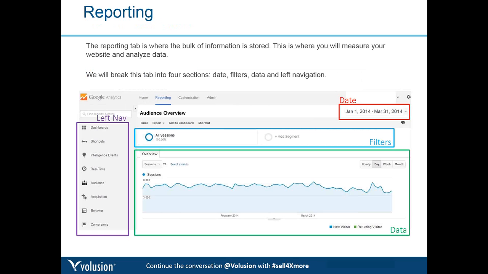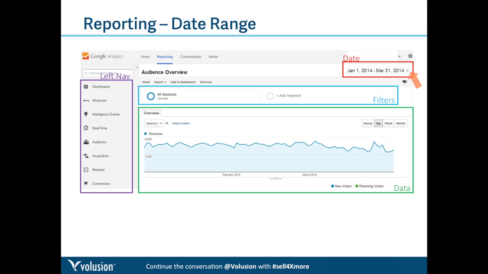Okay, so before we dive deep into the metrics, we wanted to walk you through the layout to get you familiar where everything is. This is where you'll measure your website and analyze data. There are 4 main sections to the layout: date, filters, data, and left-hand navigation. The date range tool in the top right-hand corner is one of the most important areas to pay attention to when analyzing data. Make sure you aren't making business decisions off one day of data or a week of data a year ago unless you intend to.